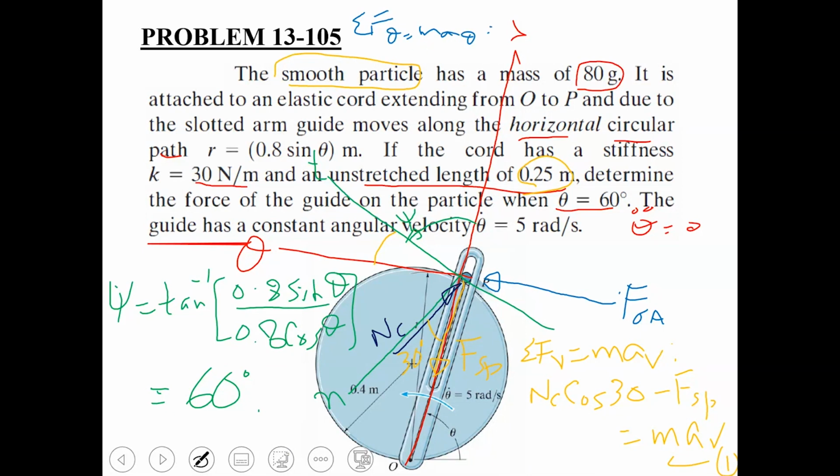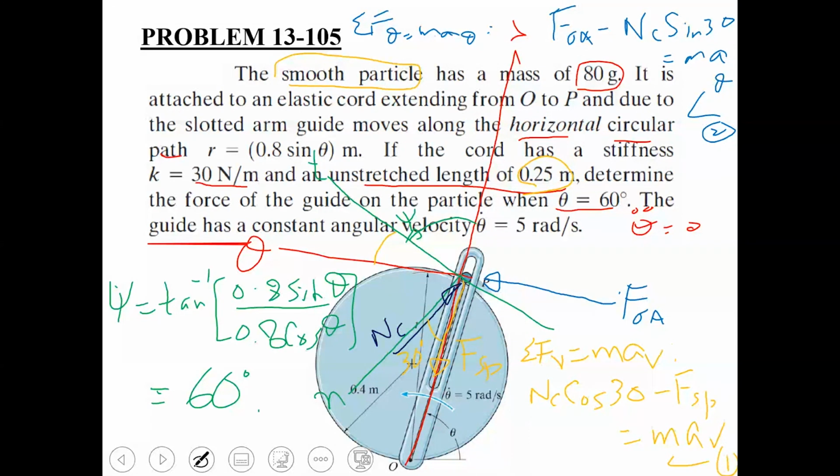What are the forces which are acting along theta axis here? FOA or NC sin 30. The force which this guide rod is exerting on this particle, FOA, and the sine component of NC. So NC sine of 30 with a negative sign should be equal to MA theta. Let us say this is my equation number 2. From kinematics, we can easily determine the value of AR and A theta. Once we have applied those kinematics, we are going to get the values of AR and A theta.